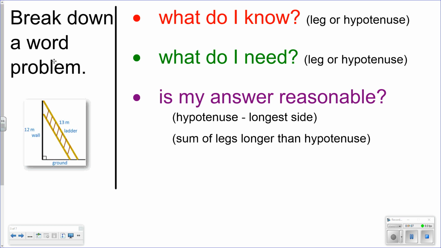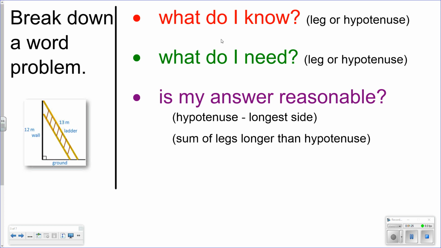When we're breaking down a word problem, the first thing you want to ask yourself is, what do I know? Do I know how long the leg is? Do I know how long both legs are? Or do I know how long the hypotenuse is? So what am I looking for? Am I looking for a leg, or am I looking for the hypotenuse?